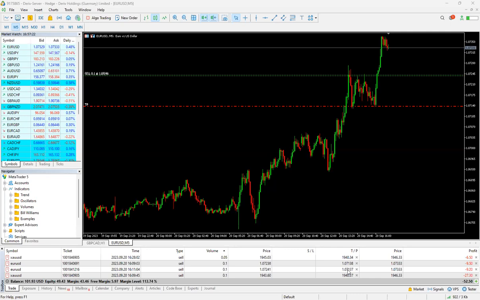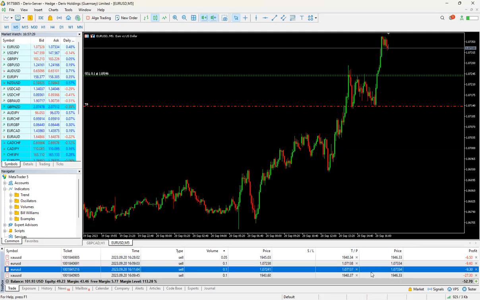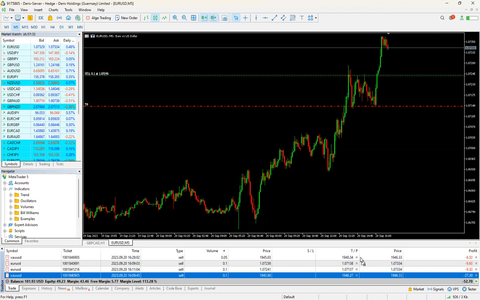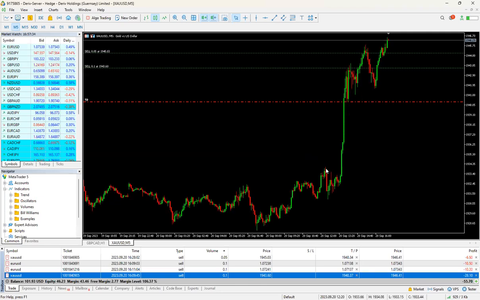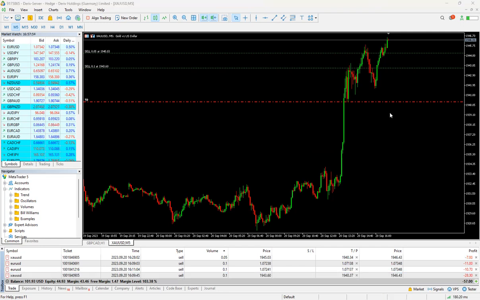If your account is more than $50, with gold, still give it 0.01. If it is not gold and it is Euro USD and your account is more than $50, you can give it 0.02. We want to catch some 20, 30 pips before the news. The news will come in an hour's time. So let's see if we can catch some trades before the news.